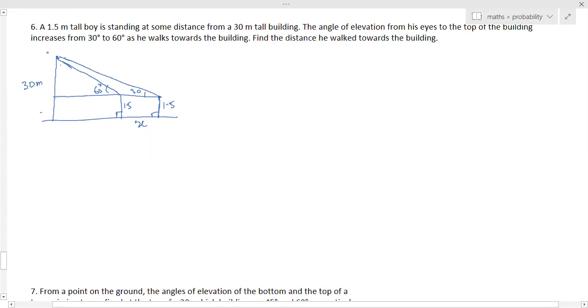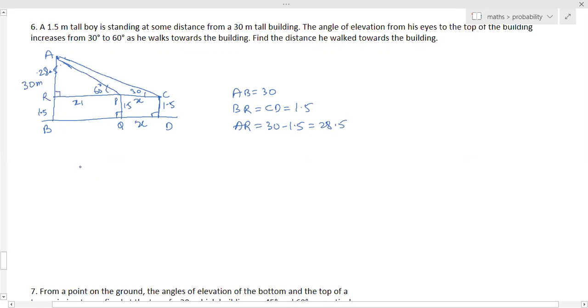This is x. A, B, C, D, P, Q, and this is point R. So this is 1.5, this is 1.5, that means this is also 1.5. BR is 1.5. AR will be 30 minus 1.5, which is 28.5. AB is equal to 30. BR is equal to CD is equal to 1.5. Therefore, AR is equal to 30 minus 1.5, which is 28.5. Now this is x, so this is x we have to calculate. PR consider as x1. We need to calculate the value of x.